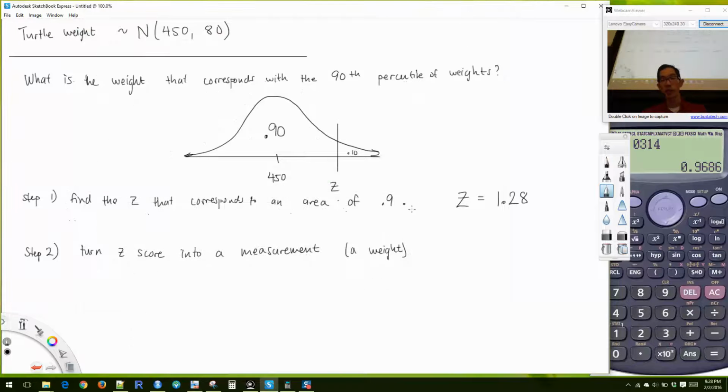Okay, so step 1 is find the z that corresponds to an area of 0.9. That z is 1.28. Okay, how do I go from a z-score back to the measurement? Well, if we think about what a z-score is, it's the distance from the mean expressed in standard deviations. So that means my measurement is 1.28 standard deviations above the mean, okay? So the measurement corresponding to the 90th percentile is 1.28 standard deviations above the mean.